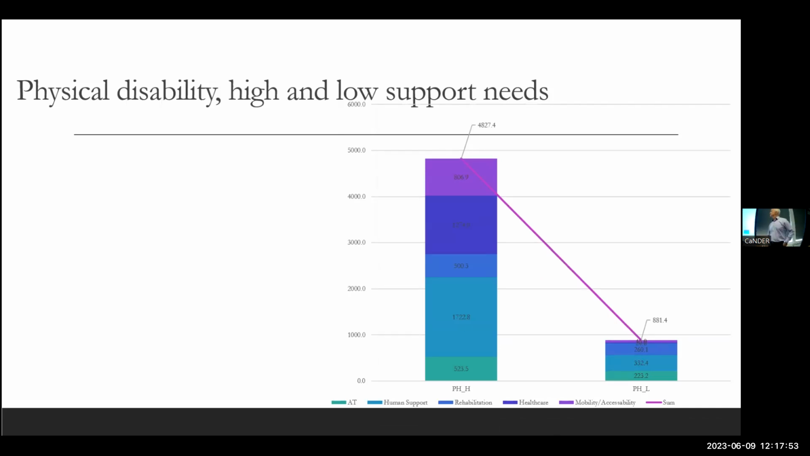Okay, and not only is it much lower, but the breakdown by type of thing needed is very different, right? I mean, you can see the light blue is human support. It's a very big chunk of what's needed. It's smaller here. This one is actually clear to see. Mobility and accessibility, you've got a big purple chunk up here, 806 GEL. That's the currency. But down here you can see the purple's very skinny, right? So again, these people need different things.